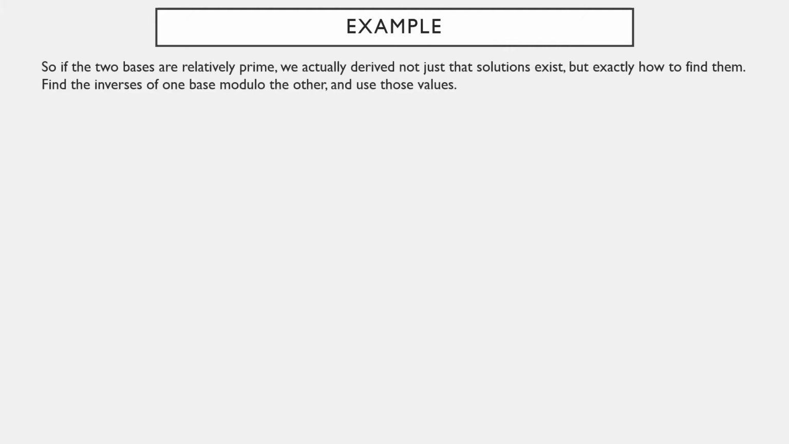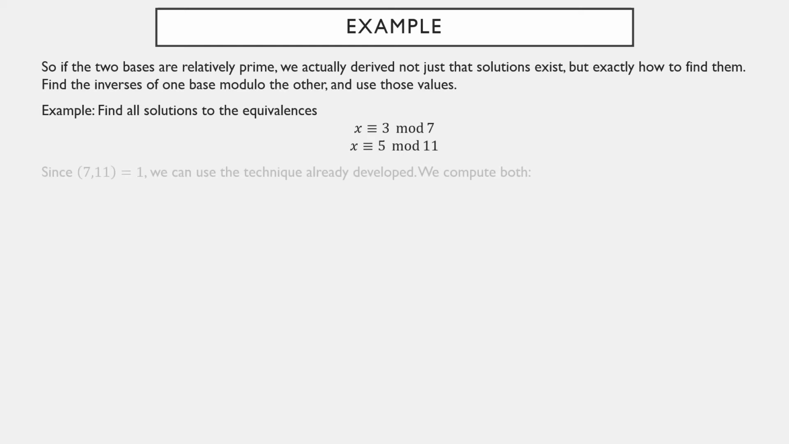Let's work through an example of this technique. If the two bases are relatively prime, we didn't just derive that solutions exist, we actually found exactly what to do to find them. Find inverses of one base modulo the other and exploit those numbers. So let's find all solutions to the equivalence: x is equivalent to 3 mod 7, but it's also equivalent to 5 mod 11. The two bases are relatively prime, so we can use the technique from the previous slide.